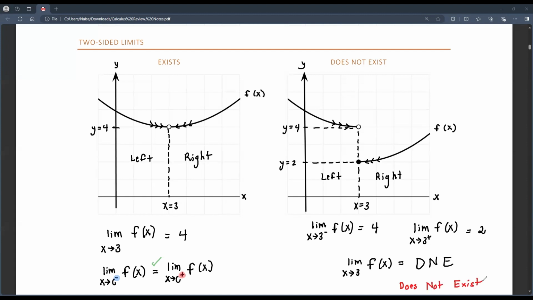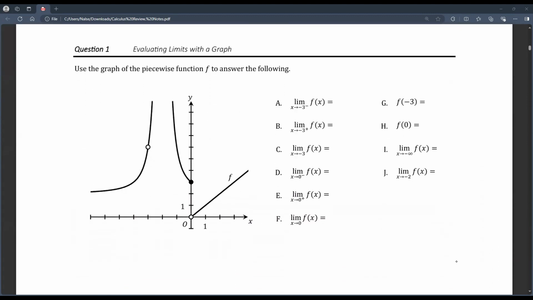Now that we know a bit more about limits, let's put this knowledge to the test. In question 1, we will find limits and function values from a graph. The first place we'll look at is when x equals -3 to answer parts A, B, C, and G. Dash in the line x equals -3 to see the left and right sides.